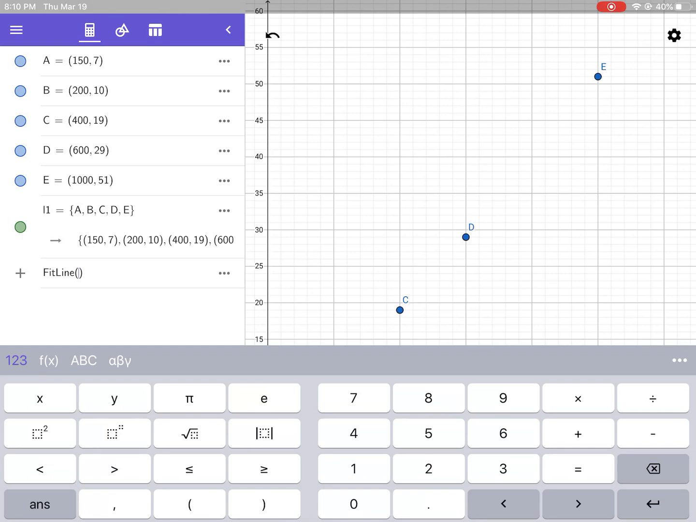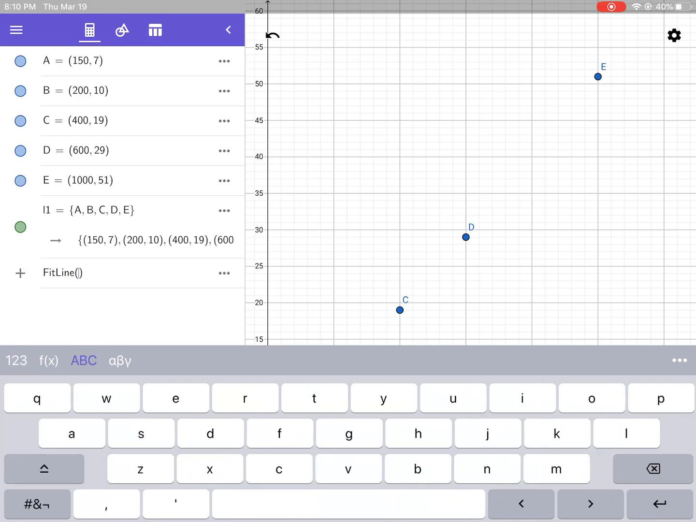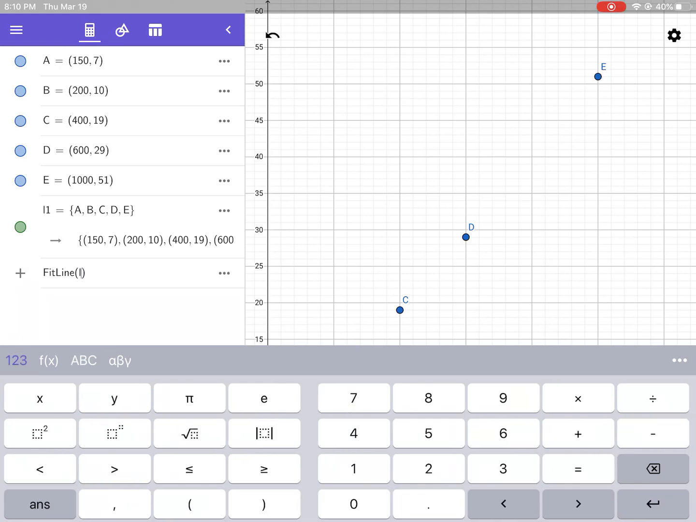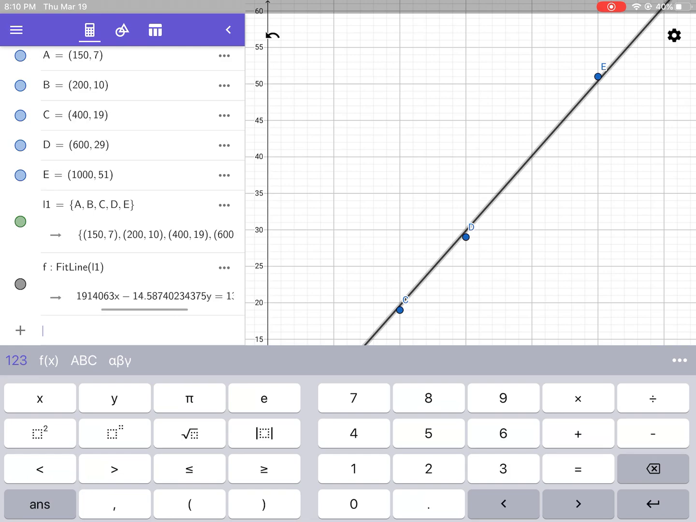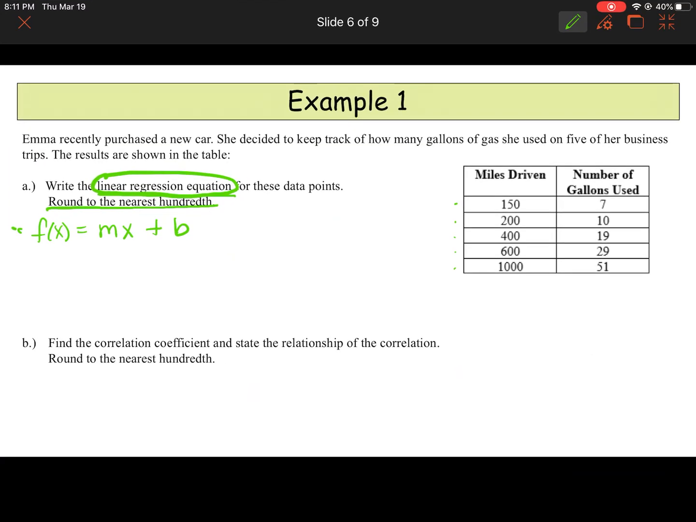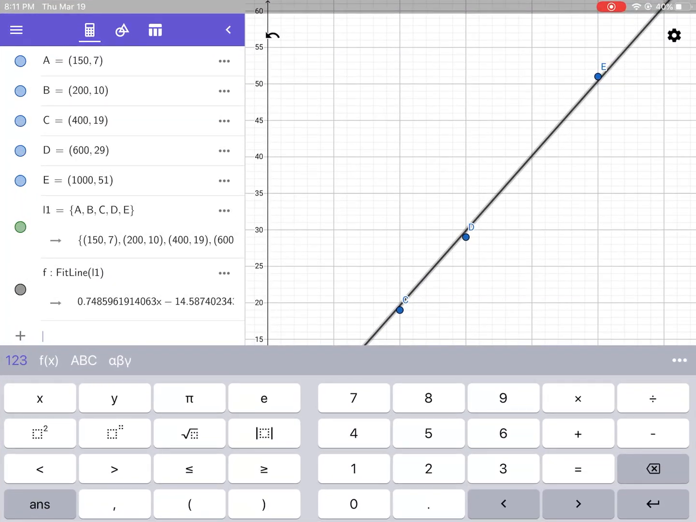Okay, I'm going to type in L1 because that's my list. So I go to ABC, L, and I go back to 1, 2, 3, and I put 1, and I press enter. Okay, there's my equation. There it is, guys, right there. Okay, it doesn't give it to us in y equals mx plus b form, but that's okay. All right, I'm going to write my equation. 0.74, and it says round to the nearest hundredth. So I'm just going to write it out for now. It says 0.7485.